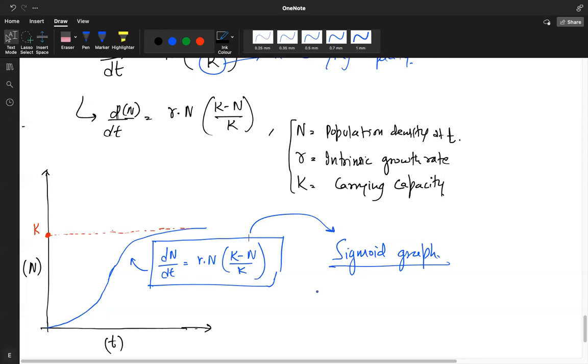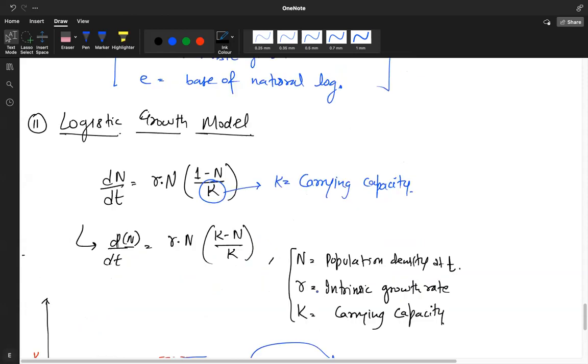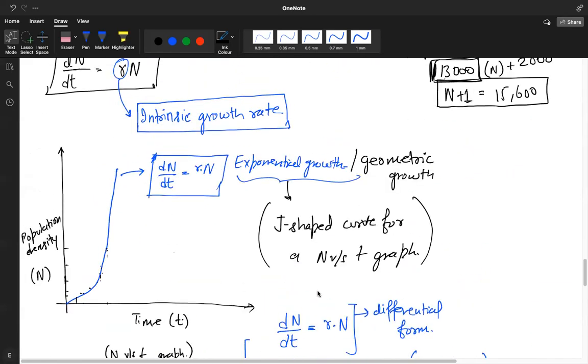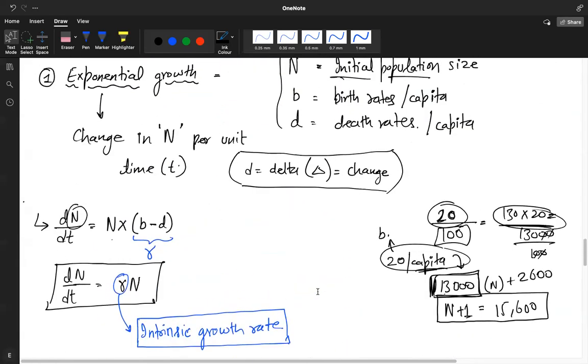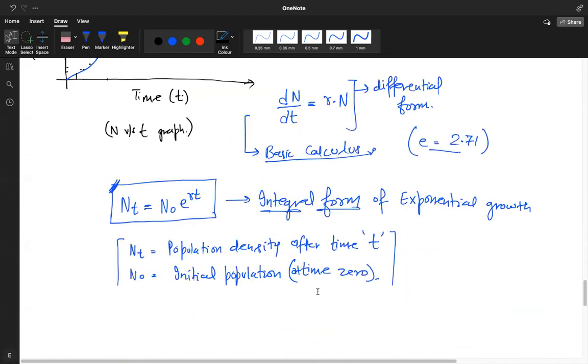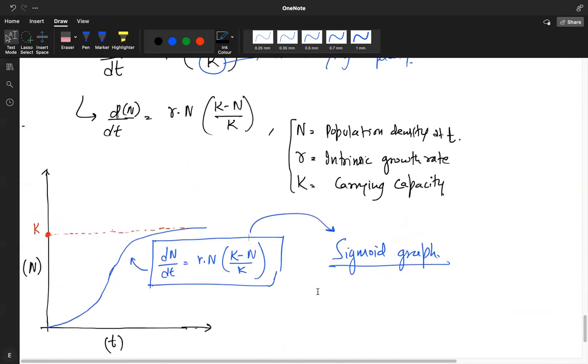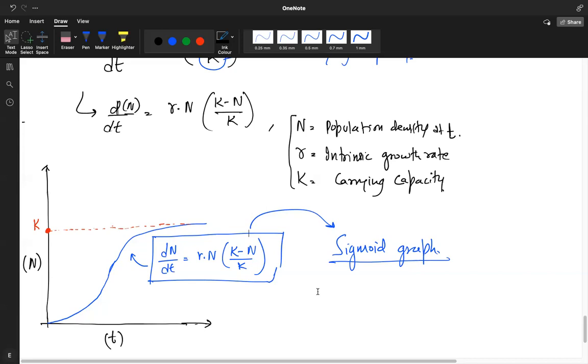Okay. So which one is more realistic and is followed in nature, logistic or exponential? Logistic. Okay, so these are the two growth models. Pay some attention, revise it at home, and let me know if you have any issues in the next class. So let's stop here with the growth models.